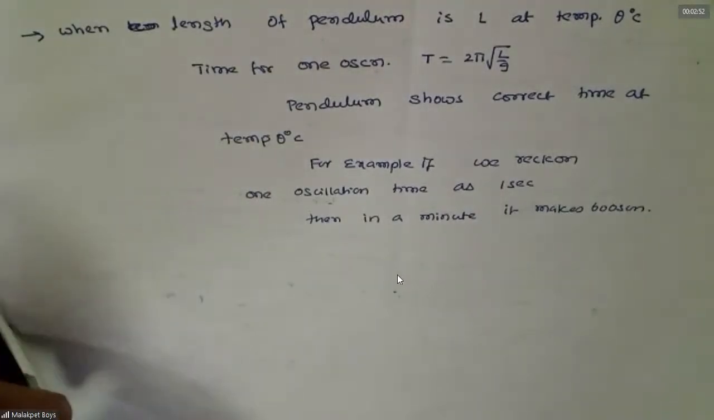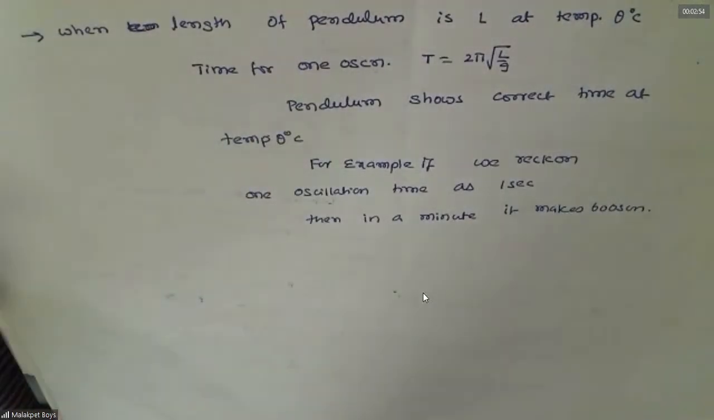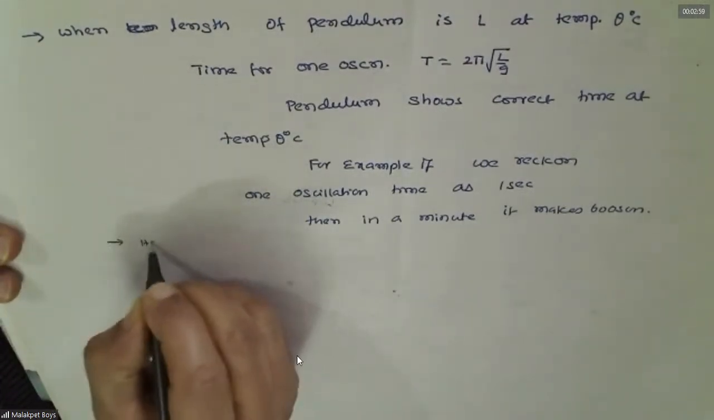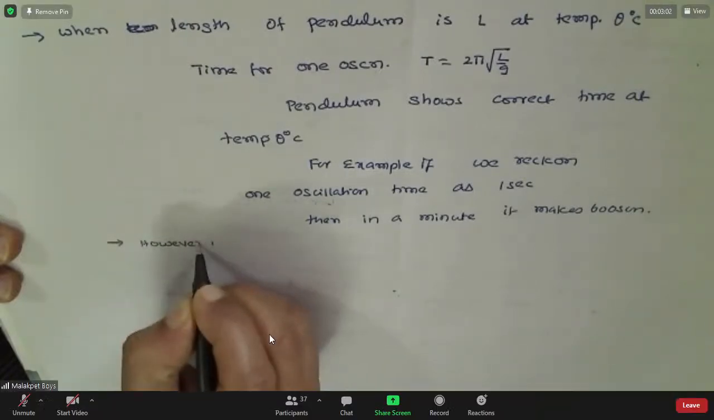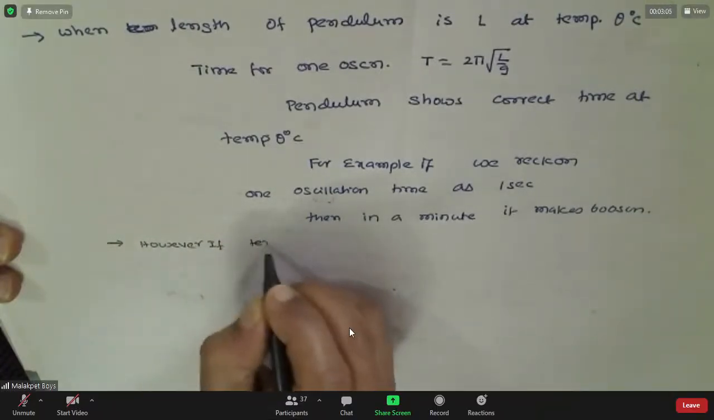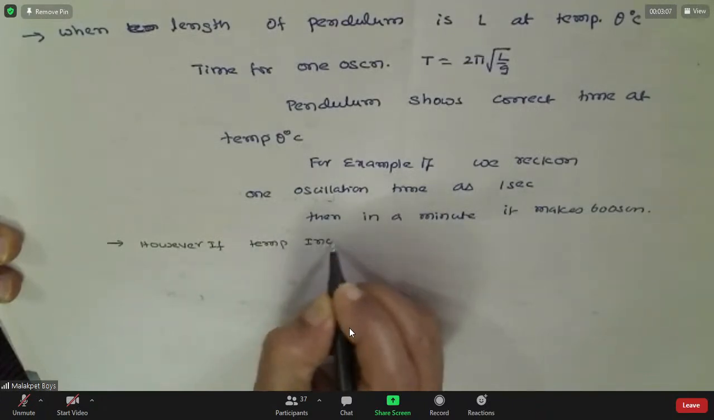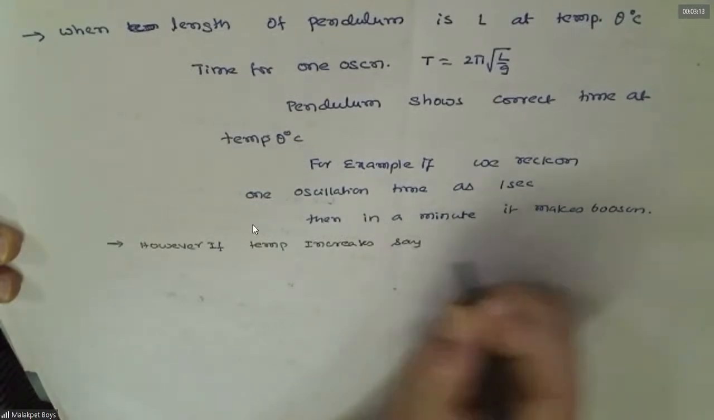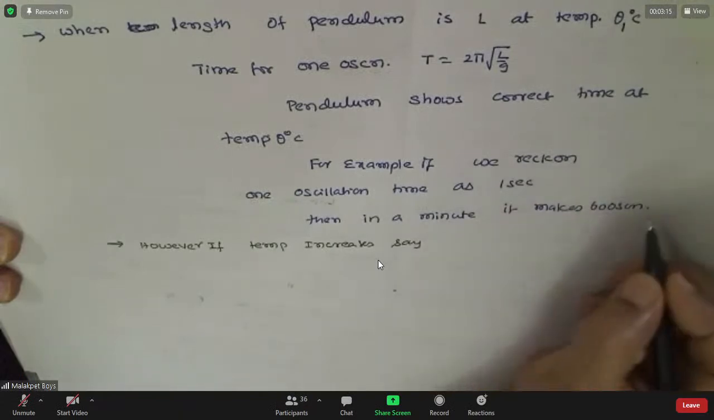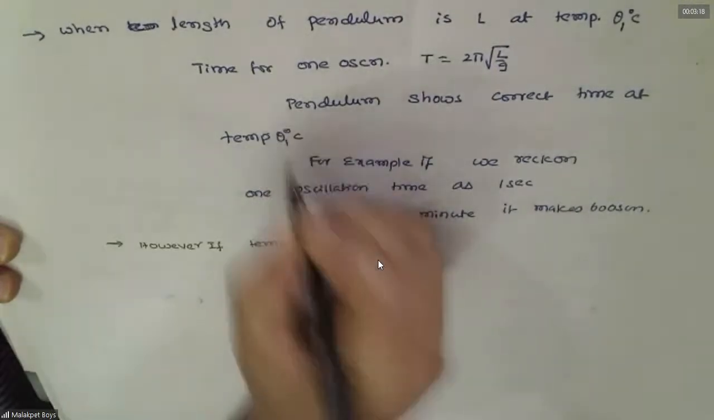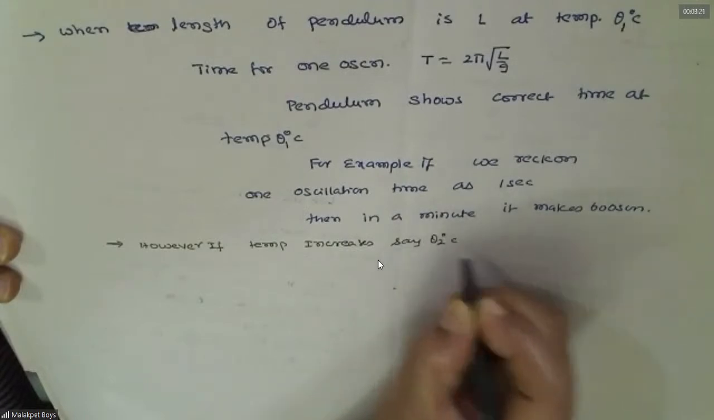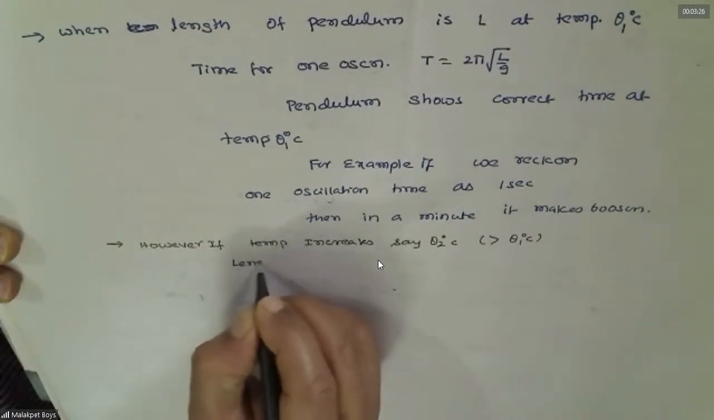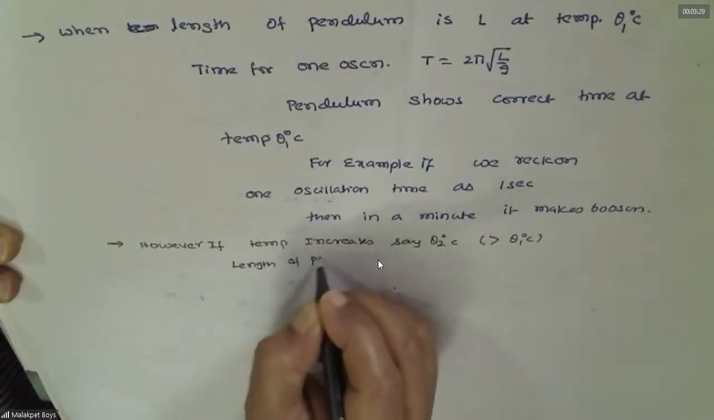Understood this? Now the problem comes whenever there is a change in temperature. However, if temperature increases, say, let's call this theta 1, theta 2 degrees, which is greater than theta 1 degrees Celsius. What will happen? Length of pendulum increases.